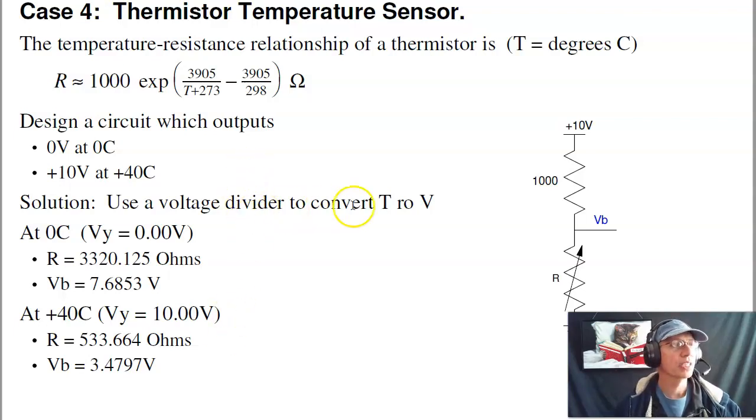So again, the trick is first convert resistance to voltage. I chose a 1K resistor, somewhat arbitrarily. What that does as I go from 0 degrees C, meaning 3320 ohms, VA will be 7.68 volts. At 40 degrees C, VB is 3.47 volts. I want to take a circuit that converts 7.68 volts to 0 volts, 3.47 volts to 10 volts. And notice as the input voltage goes down, the output goes up. So in this case, I'll connect to the minus input.